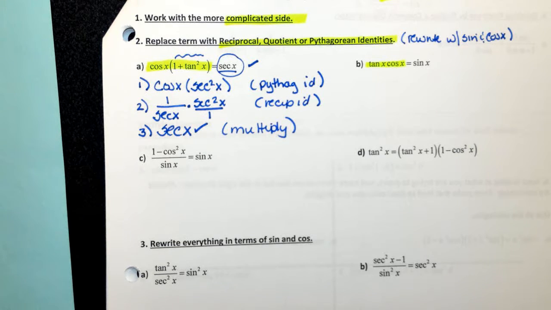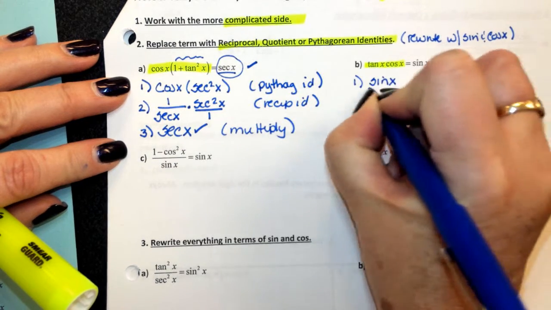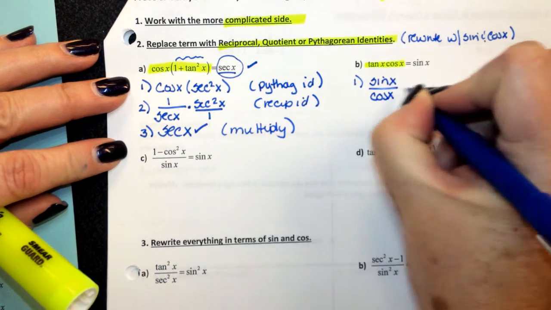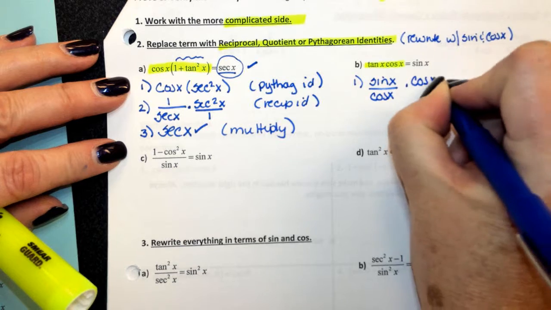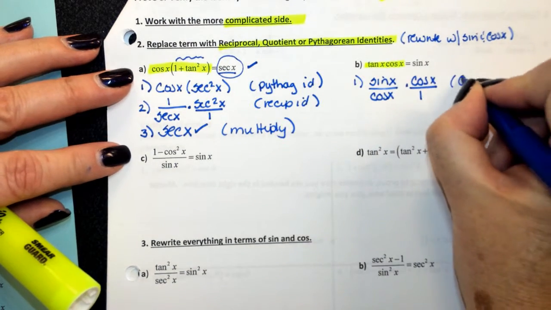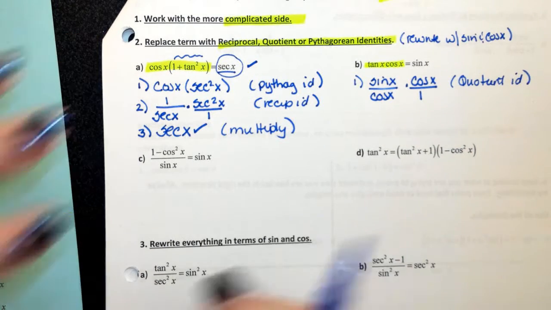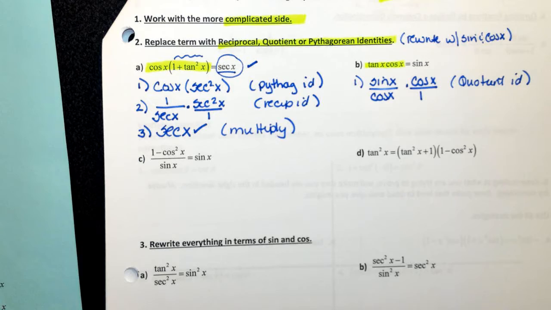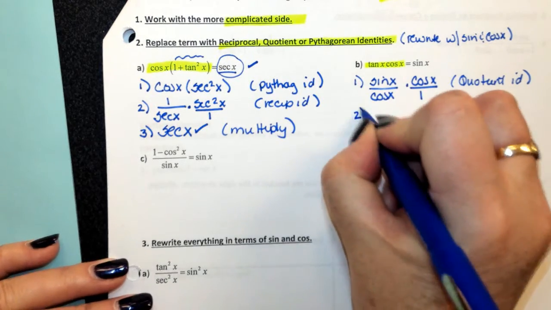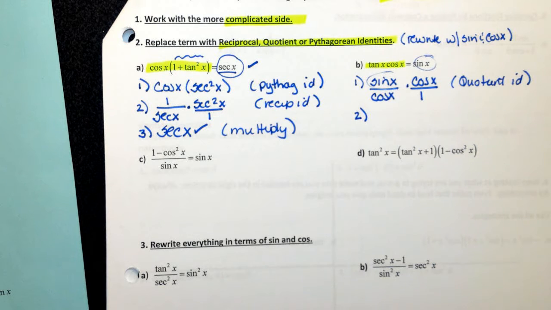So at least that'll bring a sine in there. So step number 1 is I'm going to rewrite tangent as sine x over cosine x times cosine of x. And remember, cosine of x is actually a fraction over 1. And that's by your quotient identities. Now, there's that sine of x I need. Now at least I have the sine of x on the left-hand side.